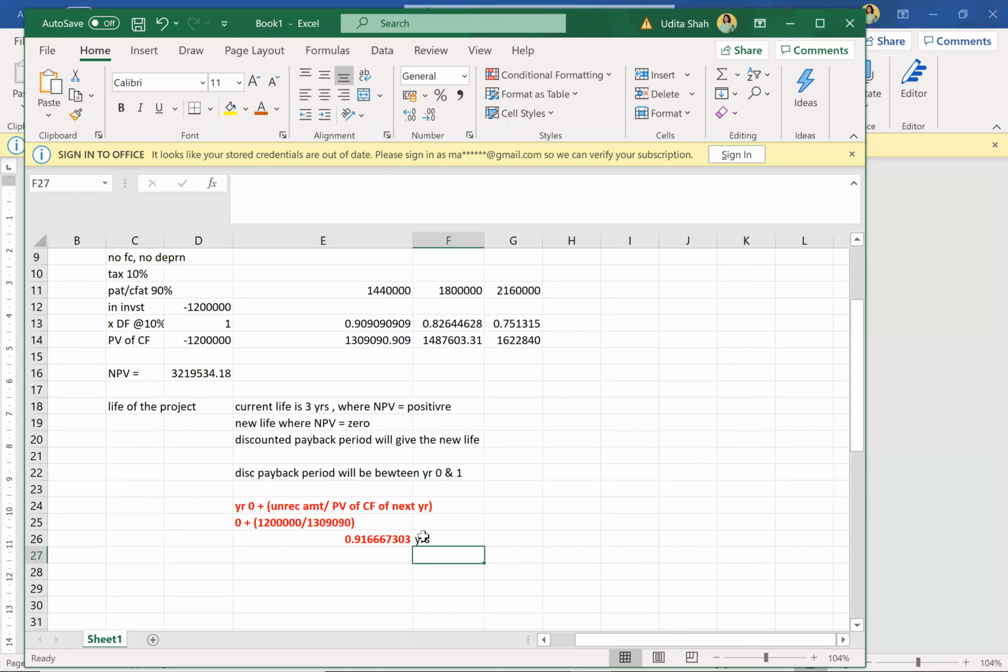So in 3 years, NPV is positive. When will NPV become 0 if the project is only for 0.91 years? See if you are able to remember discounted payback. So old life was 3 years. New life is 0.91 years. Change is how much?